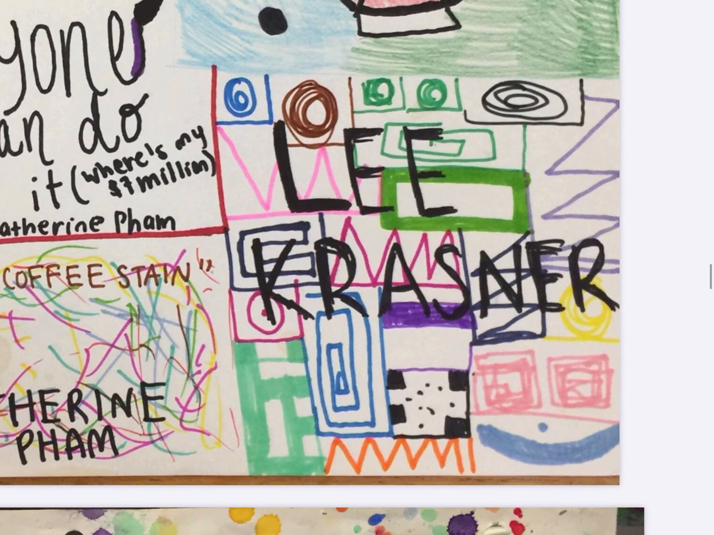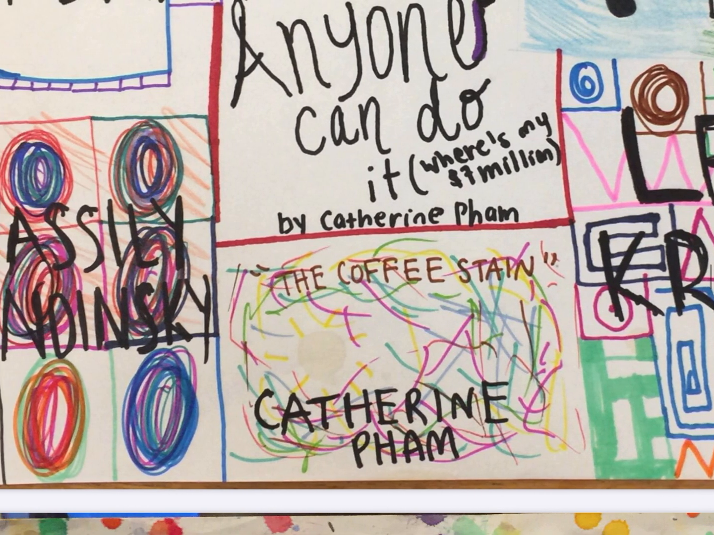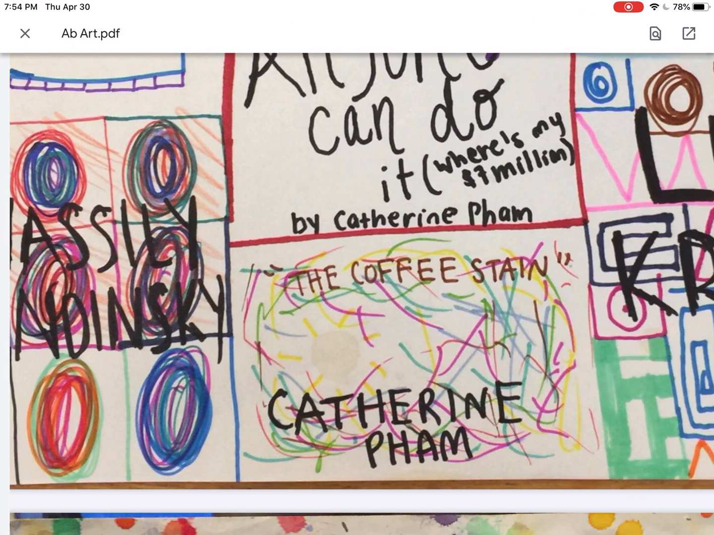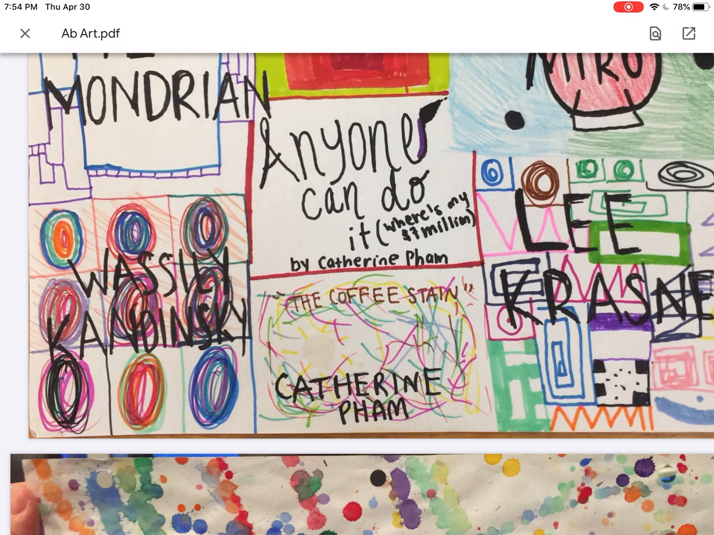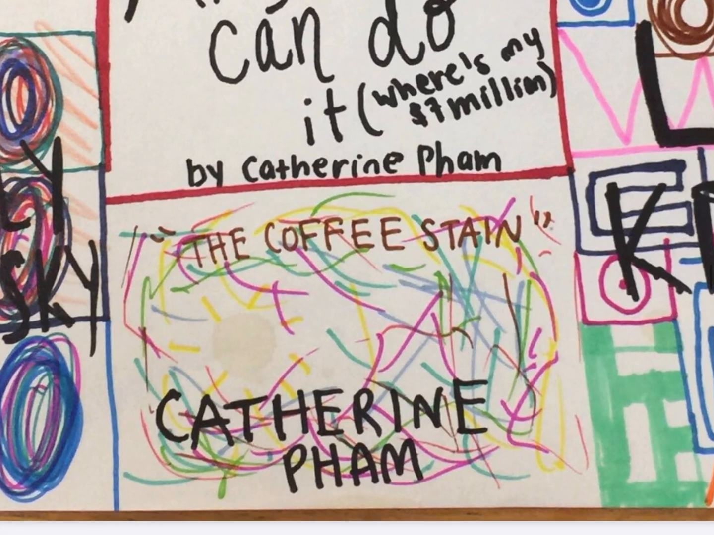Lee Krasner, she was Jackson Pollock's wife, and also a terrific abstract painter, and I encourage you to study up on her. Abstract painting is a man's world, but of course there are terrific female abstract painters worth studying and imitating, and Lee Krasner is a great place to start. Over here, she's got Kandinsky. He did these circles. He was known for this piece, these concentric circles, also kind of showing this harmony, and then also the cubism. And then here is Catherine Pham's The Coffee Stain.